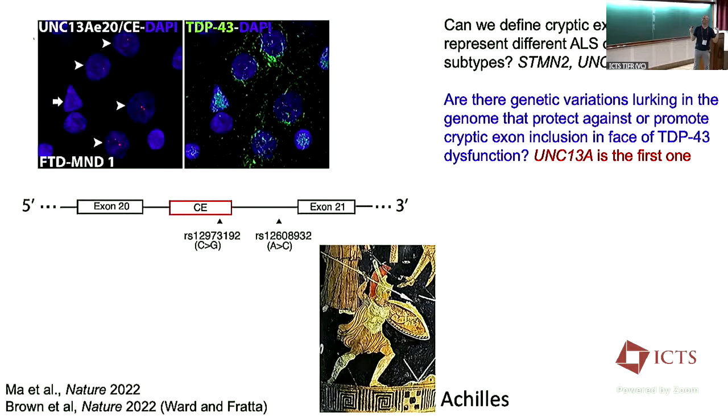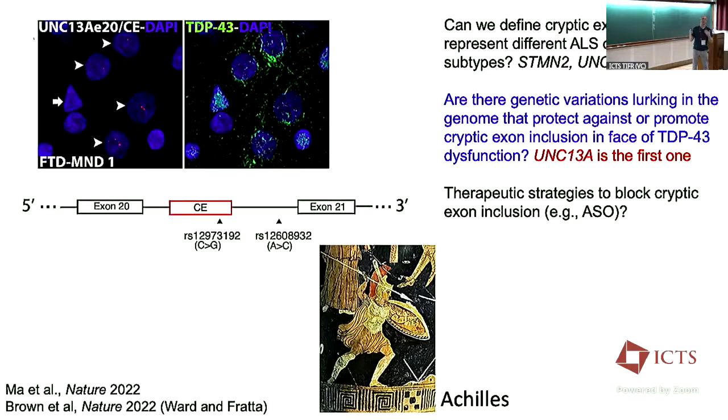So UNC13A variants don't cause ALS, but if something else causes TDP-43 loss and you have that variant, it makes it worse. And then the obvious one, therapeutic strategies to block. Now we know where this cryptic splice acceptor site is. We've designed an antisense oligonucleotide to skip that, and we're working on that.